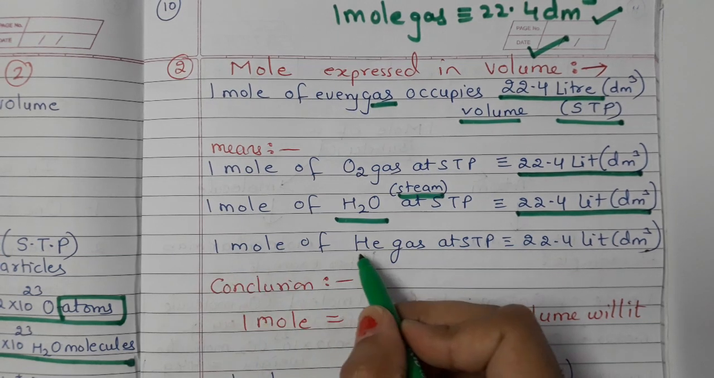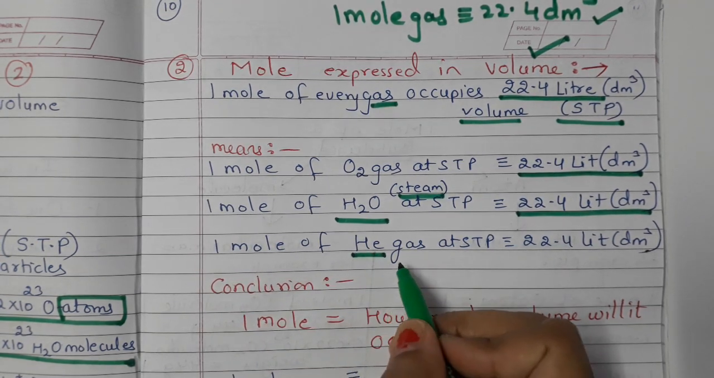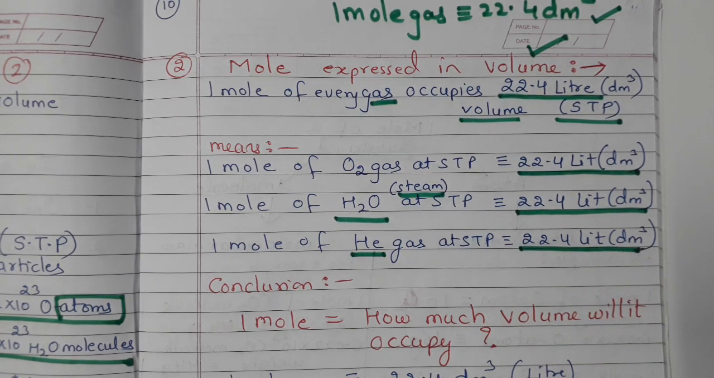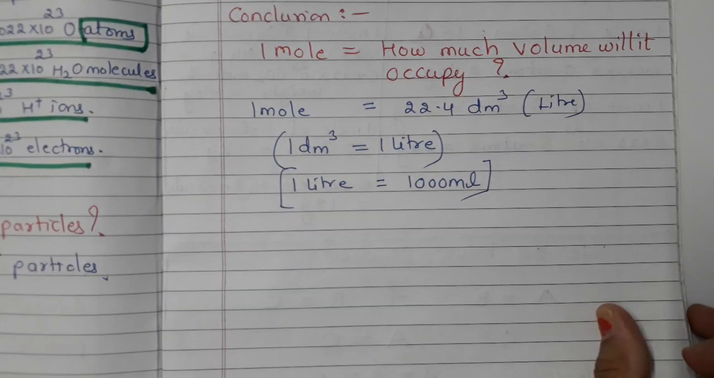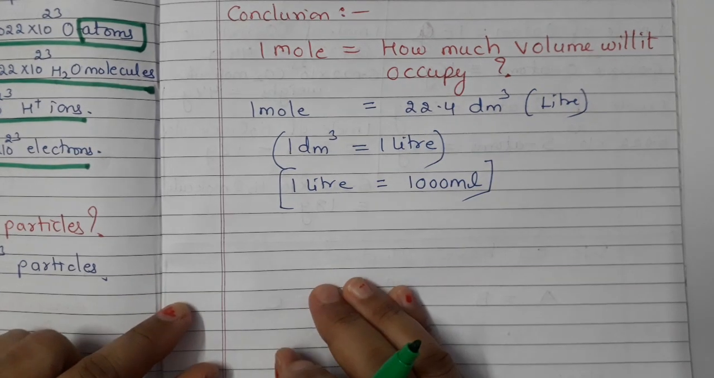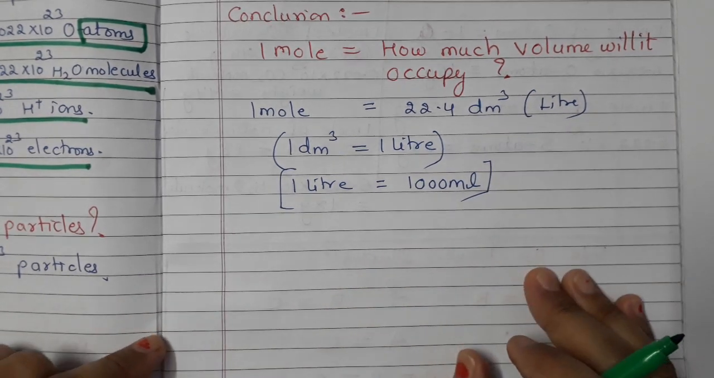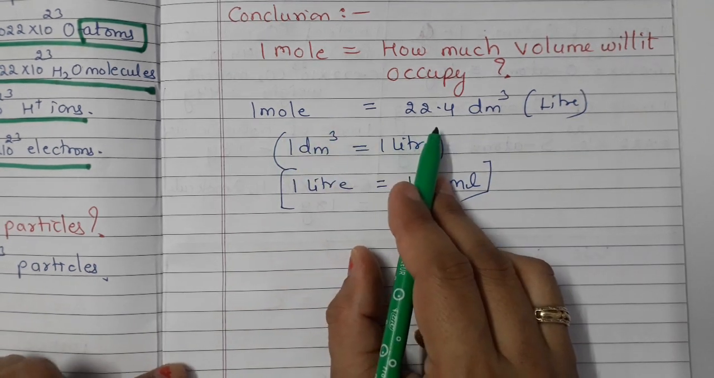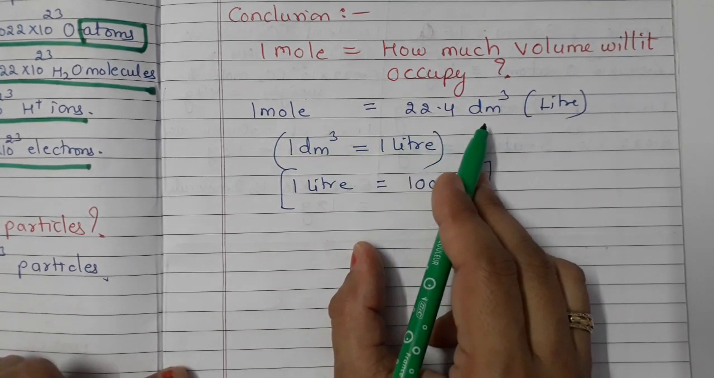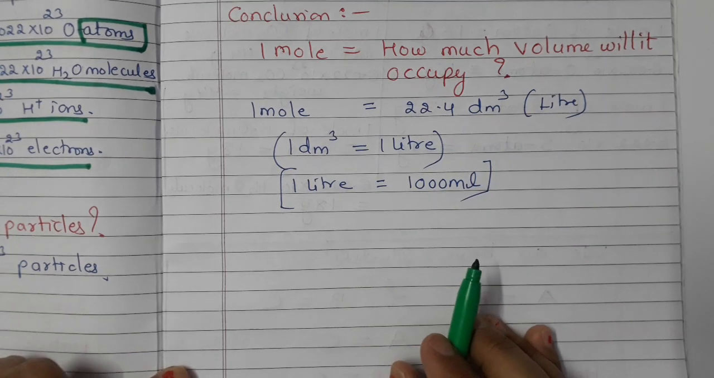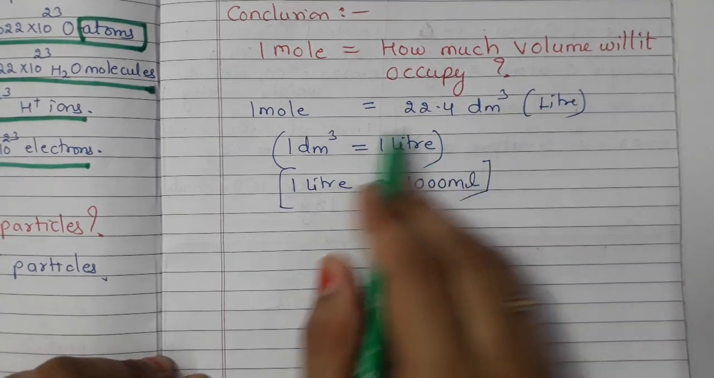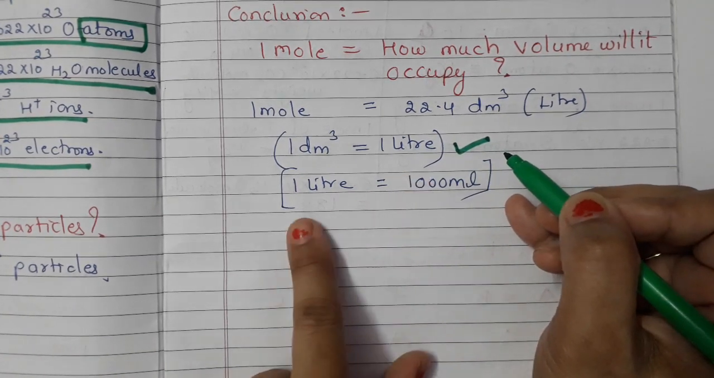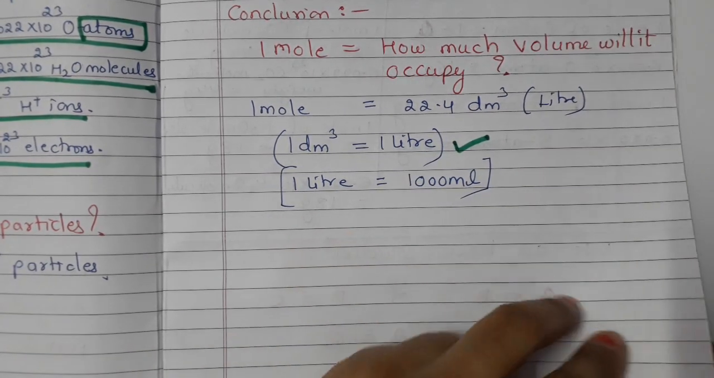If I say 1 mole of helium gas, again it is going to occupy 22.4 decimeter cube. So the conclusion based on mole expressed in particles comes to be what? It comes to be that 1 mole is occupying 22.4 decimeter cube volume. Okay, please make a note of it. 1 decimeter cube can also be written as 1 liter, and 1 liter is 1000 ml.